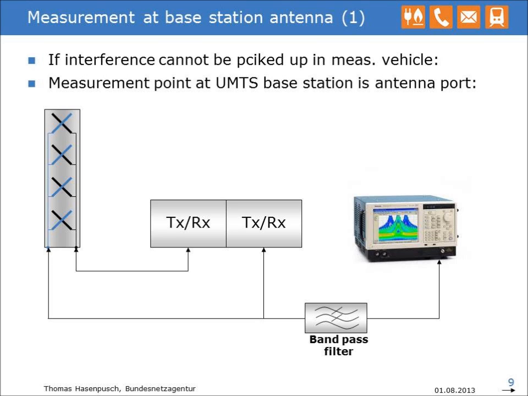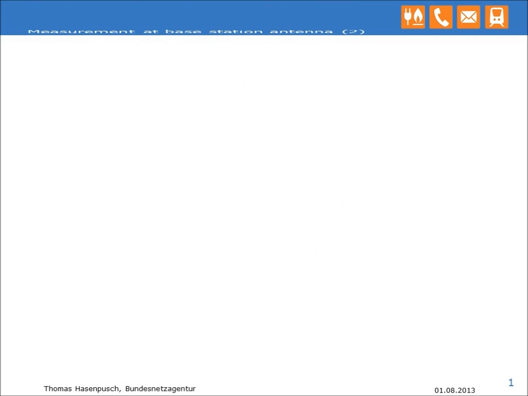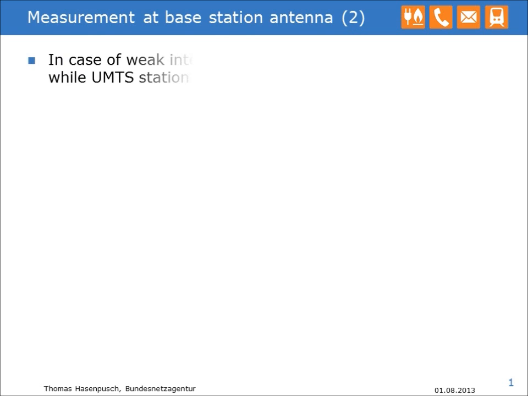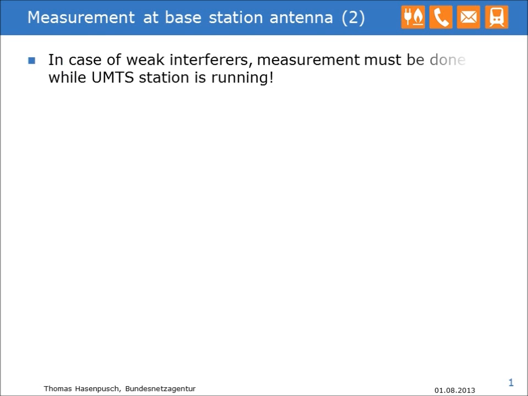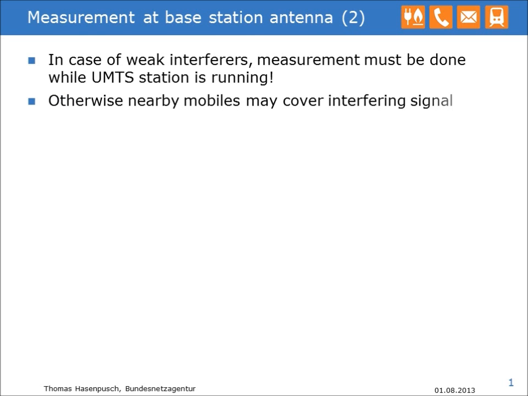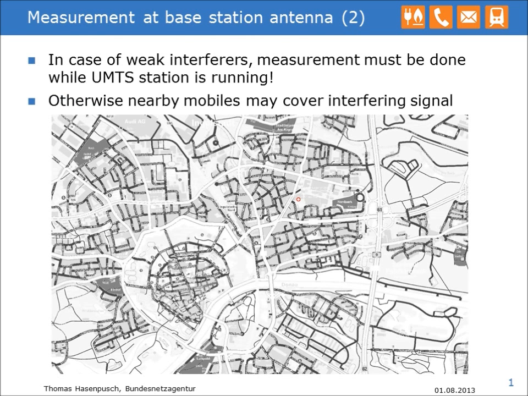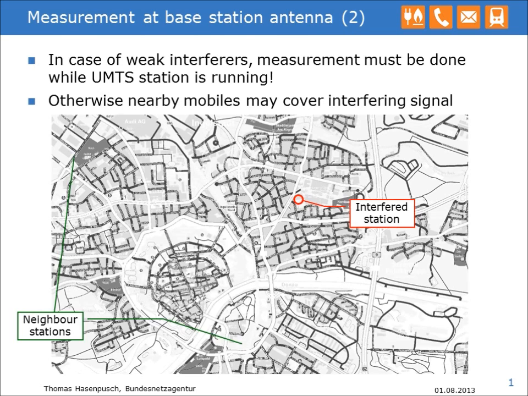And it is very important that we can do the measurement while the UMTS station is still running. Most people think it's better to shut down the station and then connect our equipment. But the problem is that if we have a weak interferer and the UMTS station is shut down while we do the measurement, then the mobiles that are nearby will cover the interferer because their levels are too high.